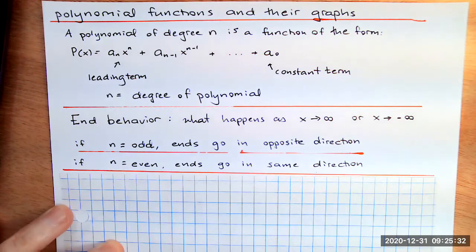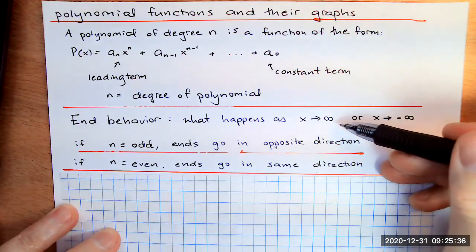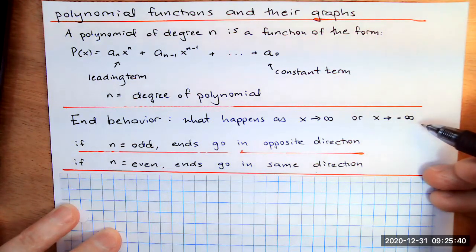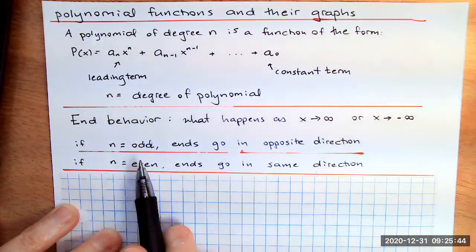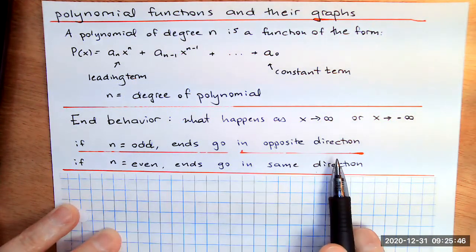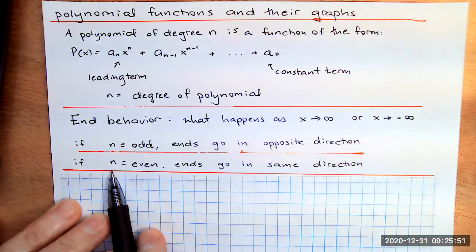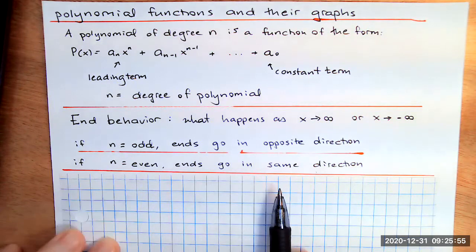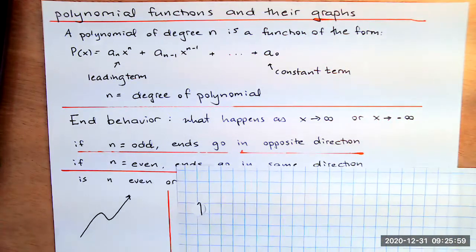Well, one of the things that the degree will tell you is the end behavior, which is what happens as x goes to infinity and x goes to negative infinity. So if your polynomial has an odd degree, then the ends go in the opposite direction. And if the polynomial has an even degree, then the ends go in the same direction. So let's look at some polynomials.